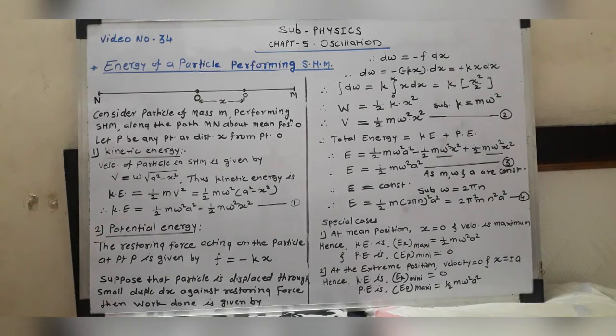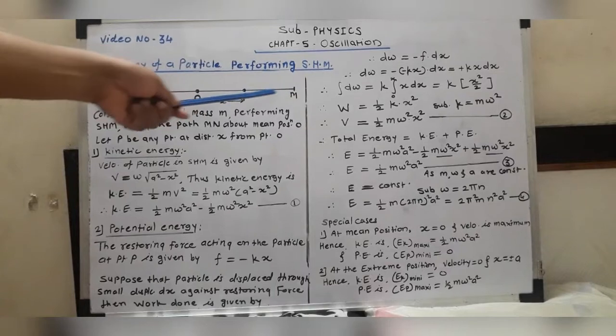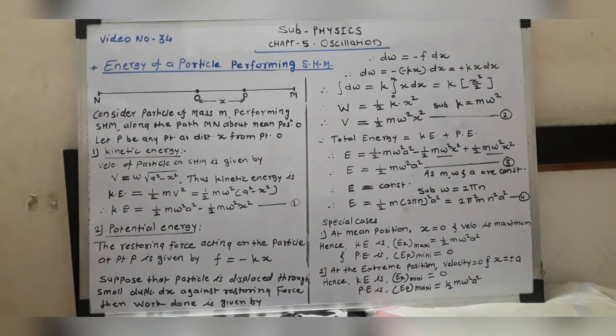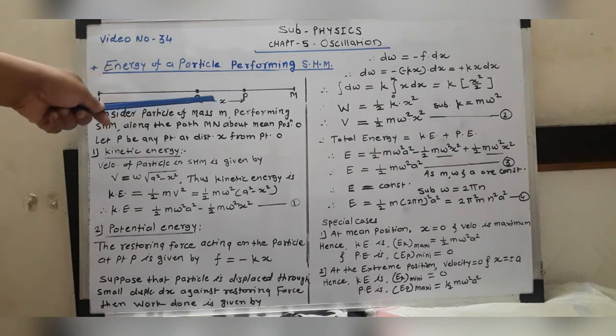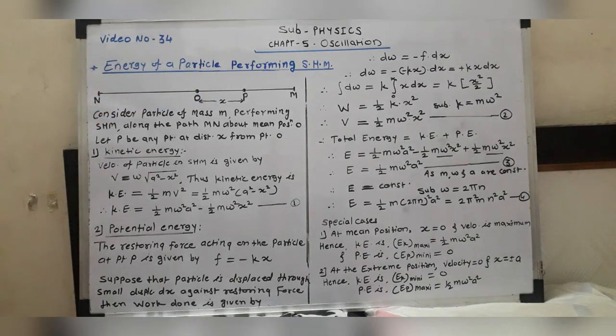For that purpose, we have to draw a diagram for the straight line MN. We have to consider a particle of mass m performing SHM along the path MN, that is the straight line. And this is a point P, any point at any instant, situated at a distance x from the mean position O. Then we have to find first the kinetic energy, then the potential energy, and finally the total energy. First of all, the kinetic energy.